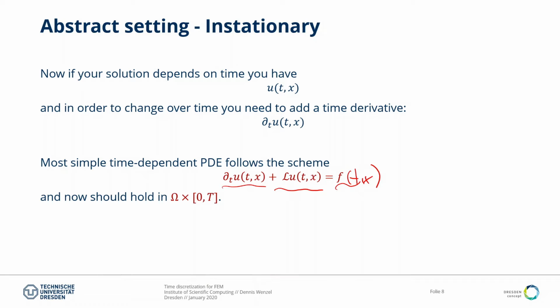And of course, if you are talking about something that's time dependent, then this should not just be a differential equation defined in your domain omega, but it is the product of omega and some time interval from 0 to a final time capital T. Okay, this totally makes sense, because if you have two variables, t and x, then they both have to be defined somewhere.